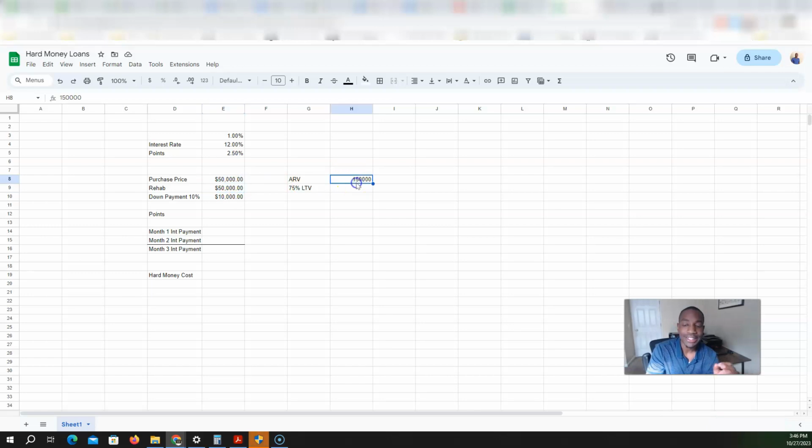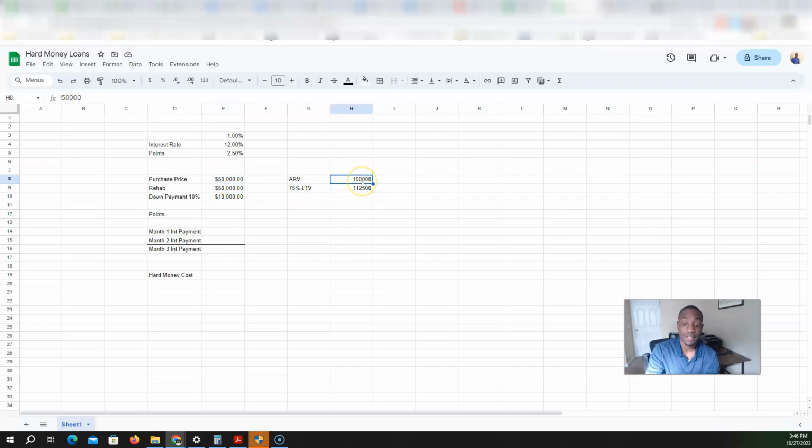Your ARV is $150,000. And so if you take, for example, $150,000 and you multiply it by 75%, you're going to get $112,500. So that's higher than the total amount that you want from your lender, and so they'll be able to fully fund this purchase for you.